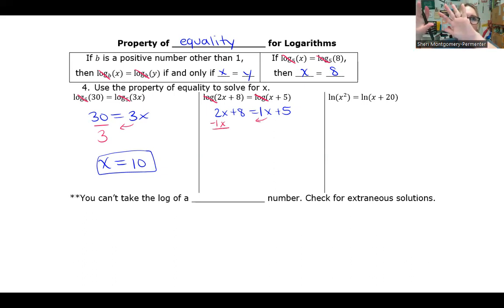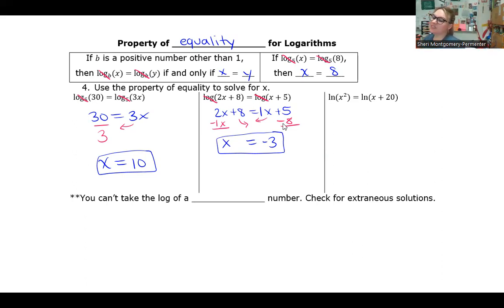And since we're bringing all of the x's to the left side, let's bring the numbers or the constants to the right side. So I'm going to subtract 8 on the right side. So I have 2 minus 1, which is just 1x, equals. And then what is 5 minus 8? -3. And that is my answer.